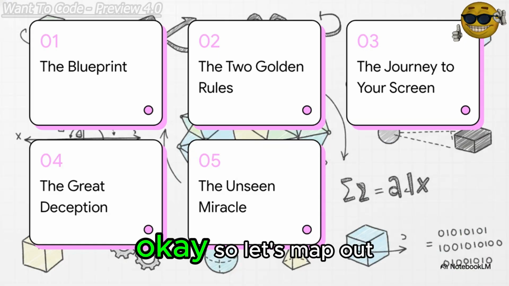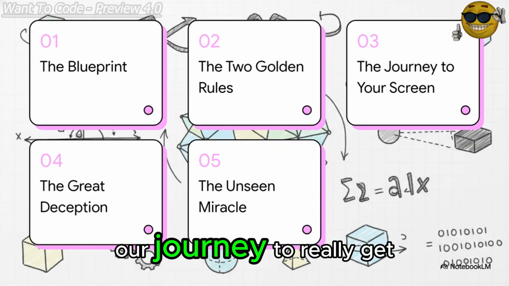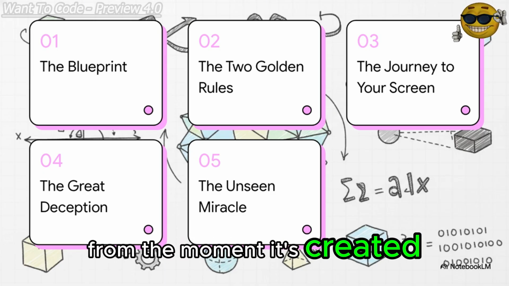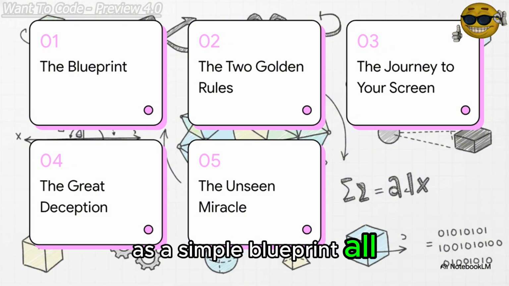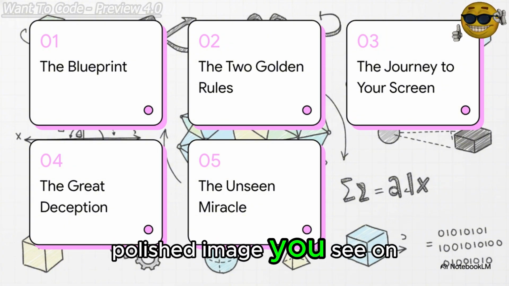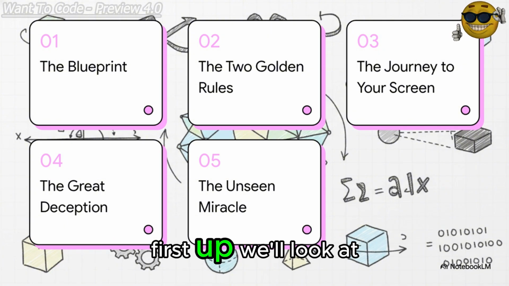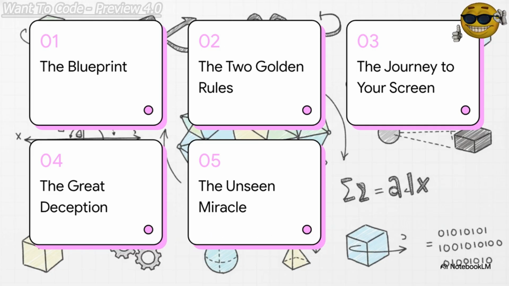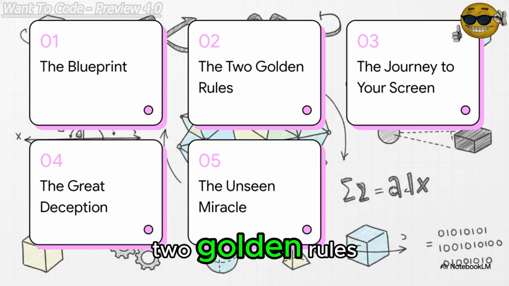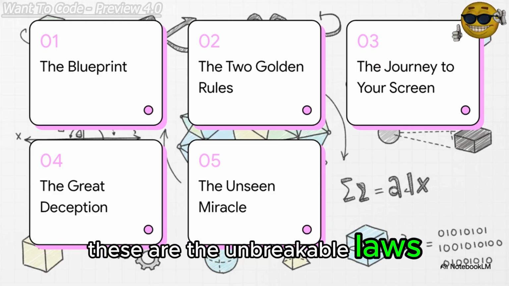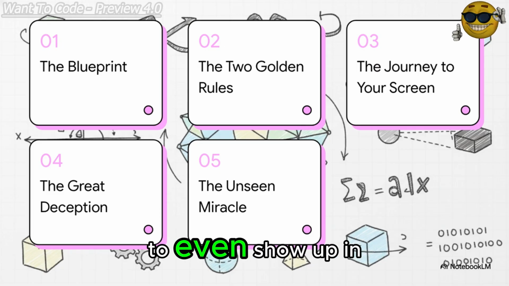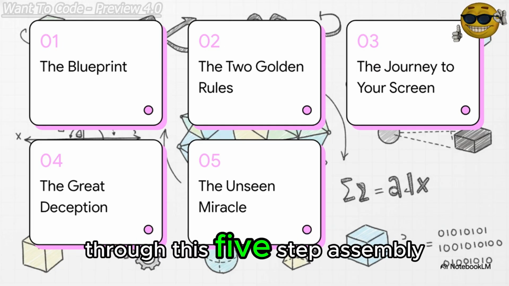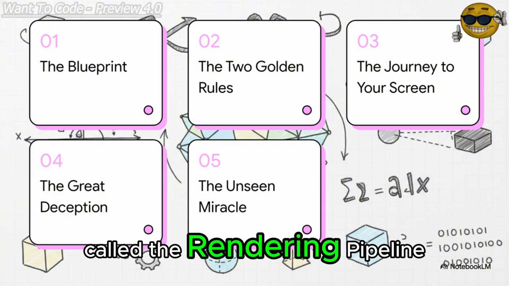Okay, so let's map out our journey. To really get it, we're going to follow a single 3D object from the moment it's created as a simple blueprint all the way to that final polished image you see on your screen. First up, we'll look at the blueprint, what a 3D model even is to a computer. Then we'll get into the 2 golden rules. These are the unbreakable laws every single model has to obey to even show up in a game. After that, we'll follow its journey to your screen through this 5-step assembly line called the rendering pipeline.